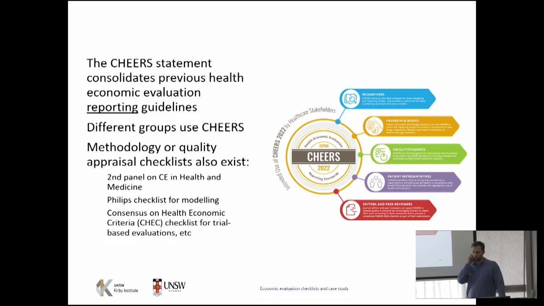Now, it's also important to mention, and I was mentioning this to a few folks at lunchtime, that the CHEERS checklist, or the checklists that look at reporting, are slightly different to checklists that are focused on methodology. So there are other checklists for economic evaluation methodology, such as the Second Panel on Cost-Effectiveness in Health and Medicine, and the Philips checklist for modelling. Most of those are focused very specifically on the method that you're going to use for your economic evaluation. So I'm going to focus on the CHEERS checklist because it's an overall assessment of what you need to include in an economic evaluation, or the important aspects, and obviously there's a lot of crossover with the methodological guidance.